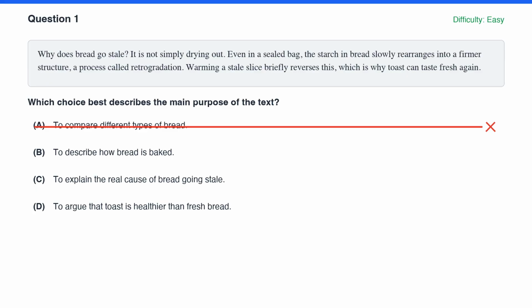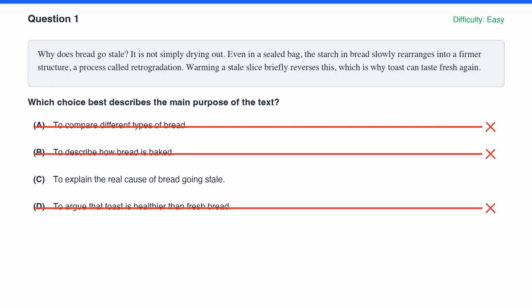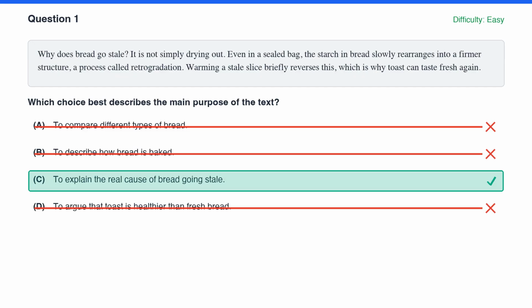Cross it. Choice B. To describe how bread is baked. Baking never comes up. This is the topic, not purpose trap. It sounds bread-related, but it's not what the author is doing. Cross it. Choice D. To argue that toast is healthier than fresh bread. Health is never discussed. That's overreach to a claim the text doesn't make. Cross it. Choice C. To explain the real cause of bread going stale. Matches my prediction exactly. Answer C. Notice B is the classic topic trap. It stays on the subject of bread but says nothing about the author's actual purpose.